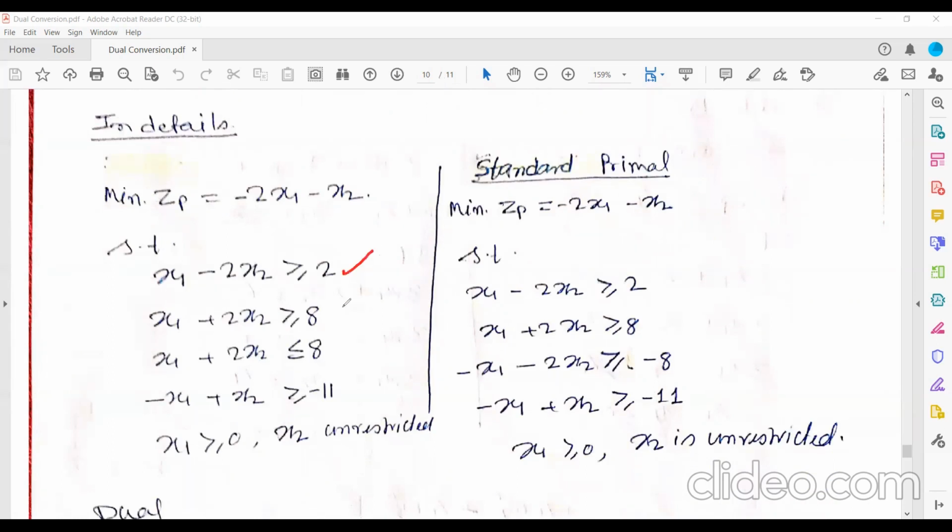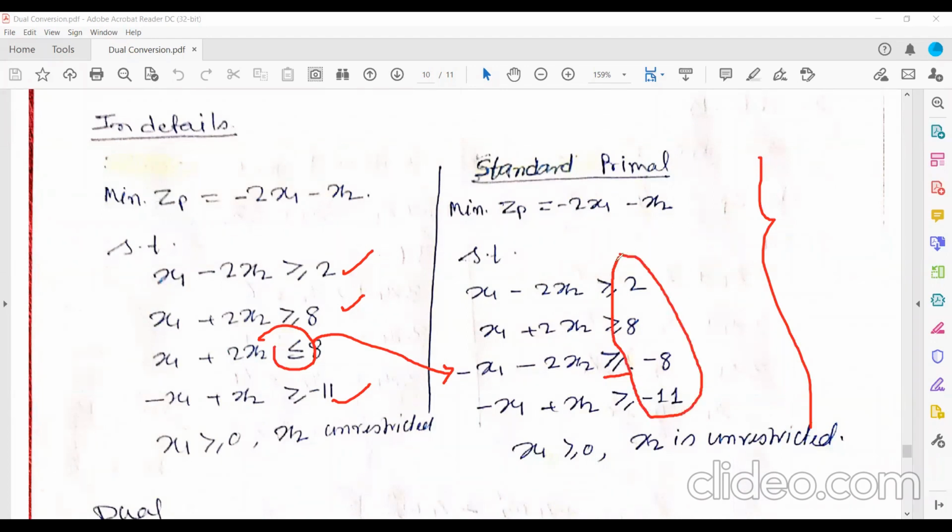So this is okay, this is okay, this is okay. But this one has less than or equal to. So we'll multiply this one by a minus sign, and that will change to greater than or equal to. So now this is your standard LPP, a standard primal. Now you need to write the objective function of the dual. Now we are going to convert into the dual.